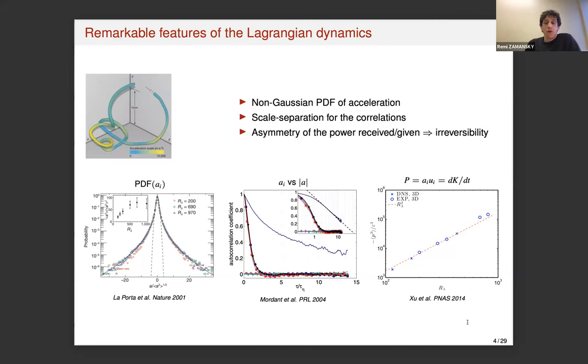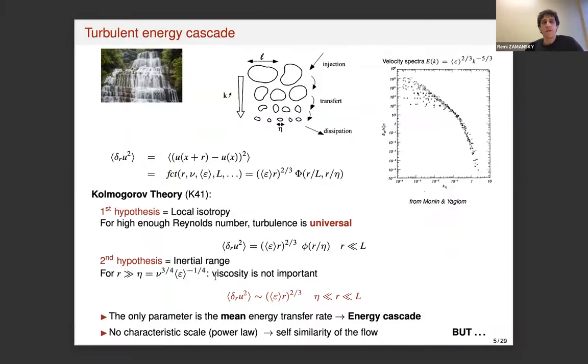Okay, and so the goal of the talk is trying to give a unifying description of those features and to make a bridge with the turbulent cascade. So just quickly, because I assume you're already familiar with that, a reminder of the Kolmogorov cascade. Back in the Eulerian framework, when we want to study turbulence, usually we study correlations of the velocity field, and from dimensional analysis, we can express the variance of the difference between two points separated by a distance r as a function of the distance, the viscosity, the mean dissipation rate, and the integral scale. And with dimensional analysis, we can express that in this form.